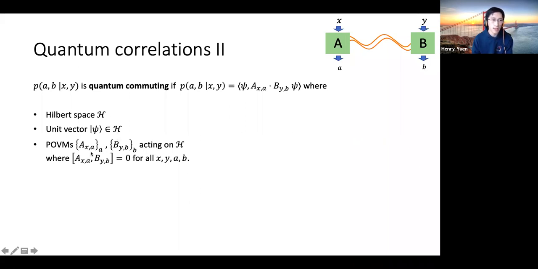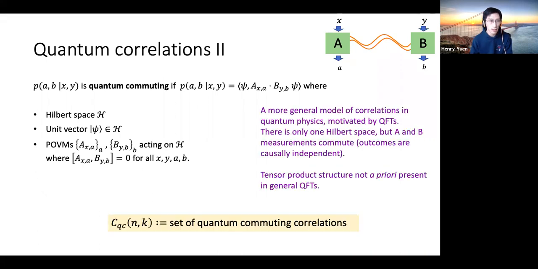And each device has their own set of POVMs that describe the measurements that they can make. These measurements act on the same Hilbert space. The only constraint is that the measurements of box A must commute with the measurements of box B. So this is a more general model of quantum correlations. It contains all of the quantum correlations that you saw before in the tensor product model, but could possibly contain more. And we let CQC denote the set of quantum commuting correlations.